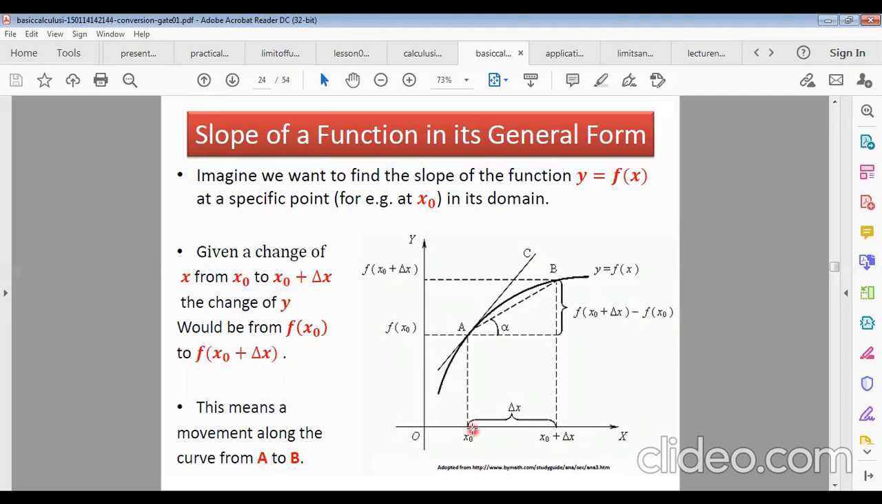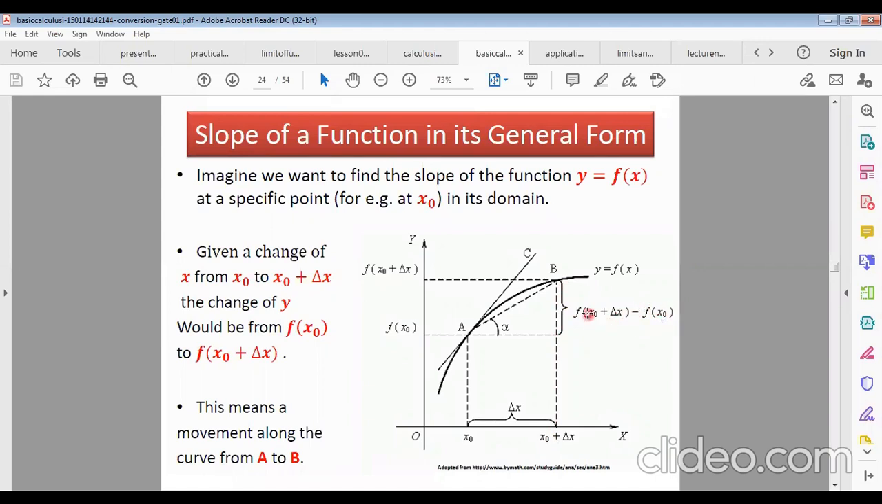So for x naught we get the ordinate, this length, f of x naught. But for the input x naught plus del x, we get f of x naught plus del x. So this minus what will be? This whole length minus this length. This whole length is f of x naught plus del x, minus this length f of x naught. So this small length will be f of x naught plus del x minus f of x naught.